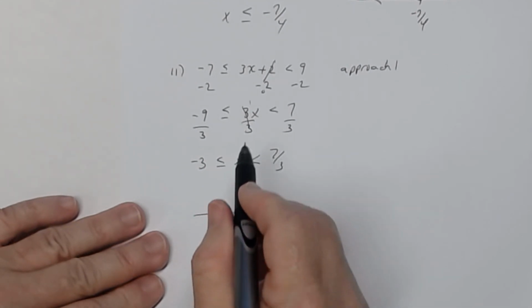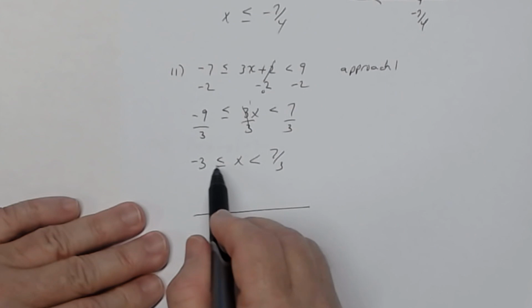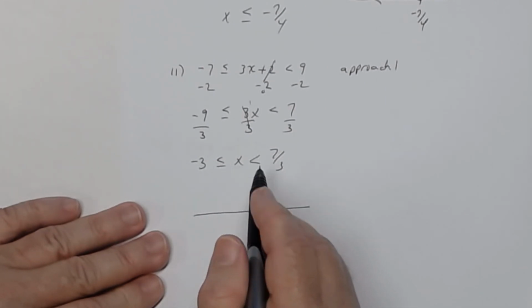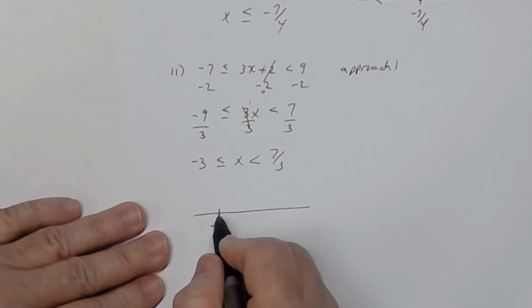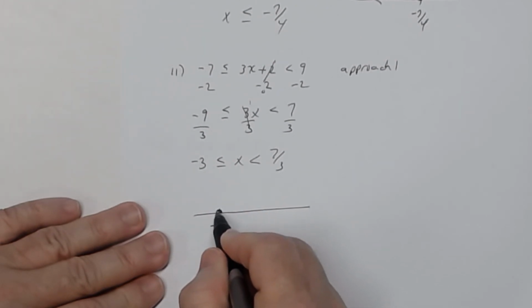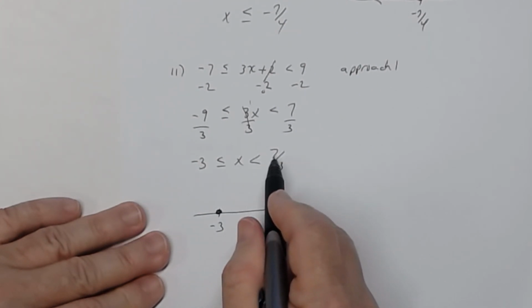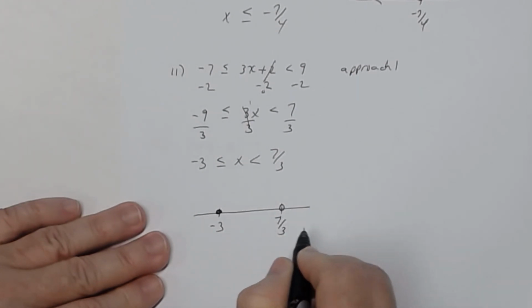The solutions to the original would be any real number that's between negative 3 and 7 thirds. Notice the equal sign here, no equal sign here. So when you're putting this in terms of a graph, since there's an equal sign, that means negative 3 is a solution. So notice a closed circle. Here, there's no equal sign, so that means 7 thirds is not a solution, so notice the open circle.